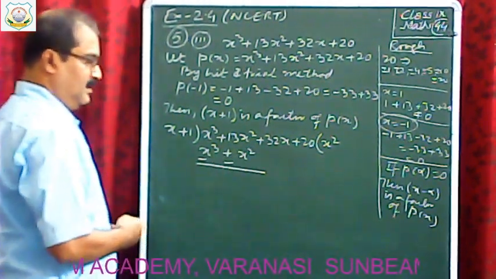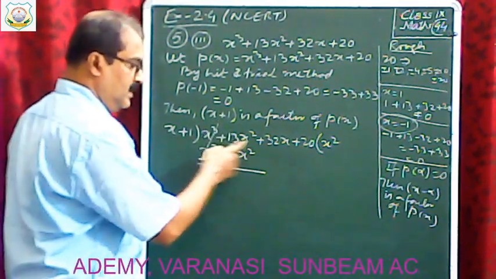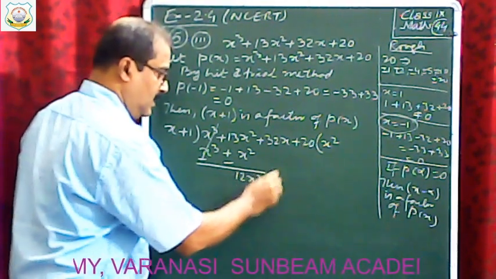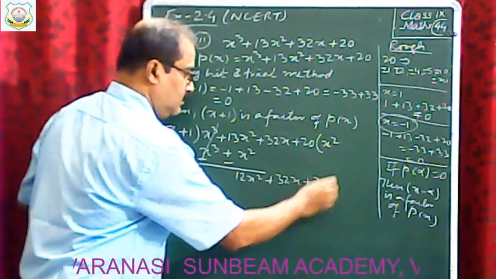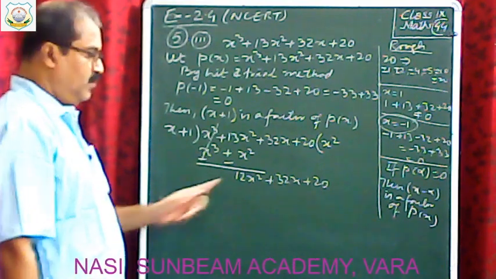Make the opposite sign. Thereafter x cube cancels. 13x square minus x square, we get 12x square. Remaining terms you have to bring down. Okay, now 12x square is the first term. Now we have to eliminate 12x square.